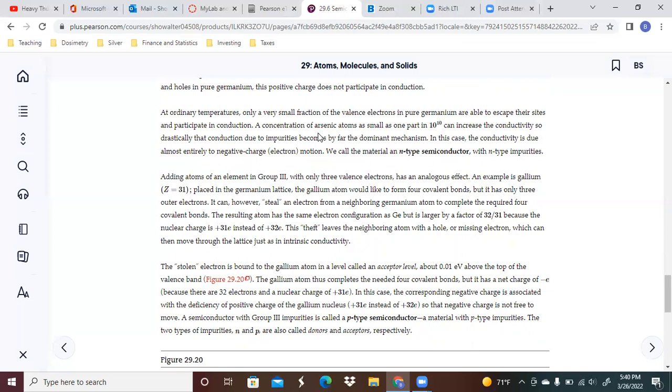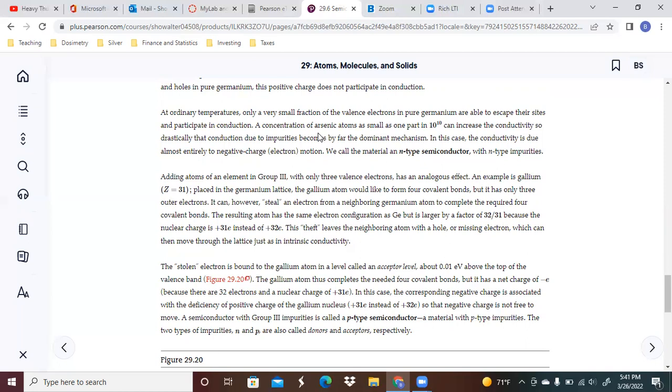Adding elements from group 3 with only 3 valence electrons has an analogous effect. An example is gallium. Placed in the germanium lattice, the gallium atom would like to form 4 covalent bonds, but only has 3 outer electrons. But it can steal an electron from a neighboring germanium atom to complete the required 4 bonds. The resulting atom has the same electron configuration as germanium, but is larger by a factor of 32/31 because the nuclear charge is 31 instead of 32.